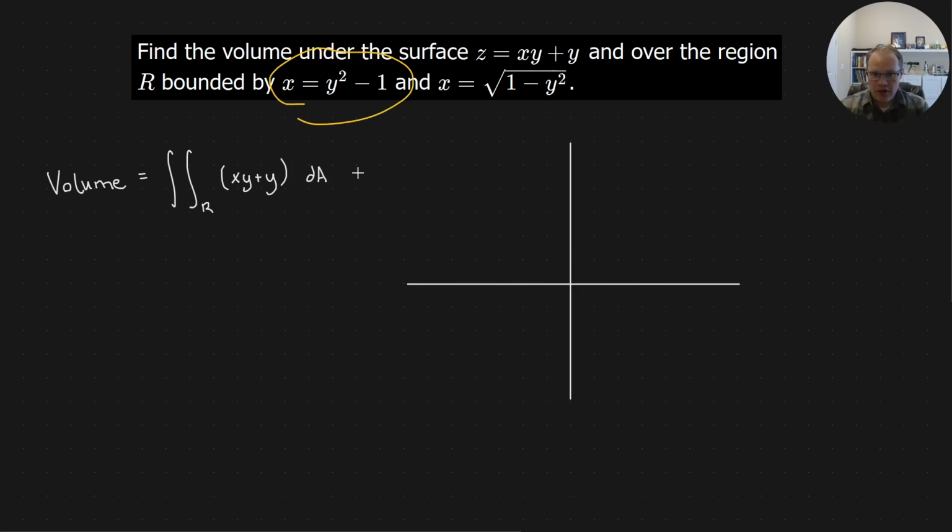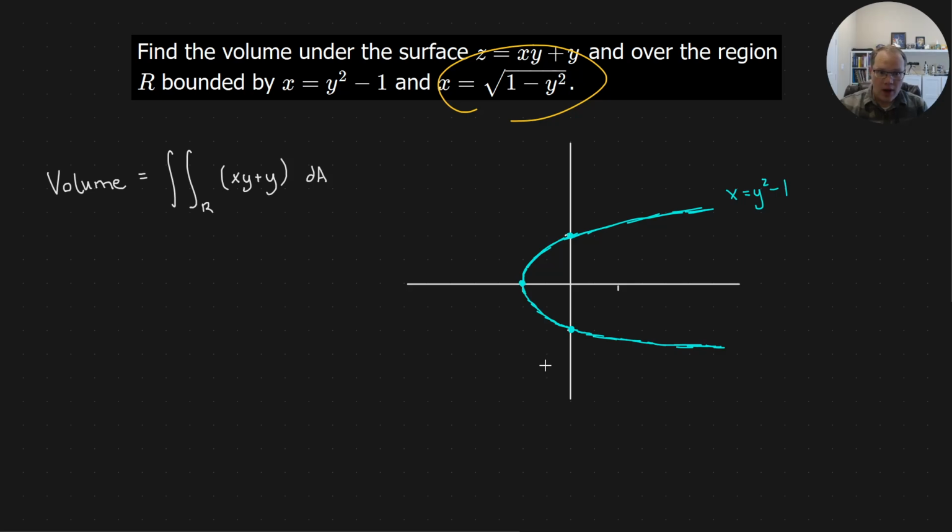So we have the curve x equals y squared plus 1. That is going to be a parabola sitting on its side horizontally. It opens in the positive x direction, but it's shifted 1 unit in the negative x direction. So we're shifting it 1 unit to the left. Instead of having the vertex here, we shift it 1 unit left over here. Okay, and so we get a parabola that looks like this. x equals y squared minus 1.